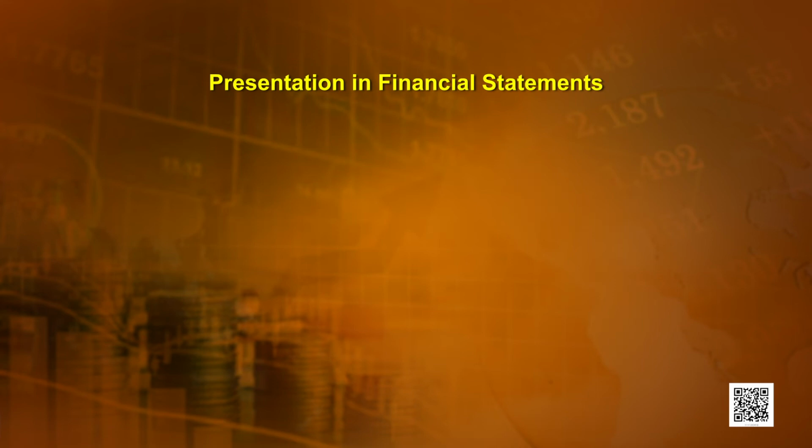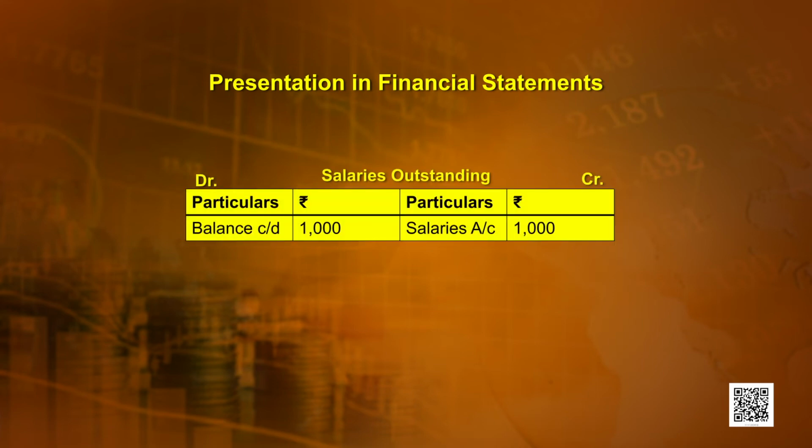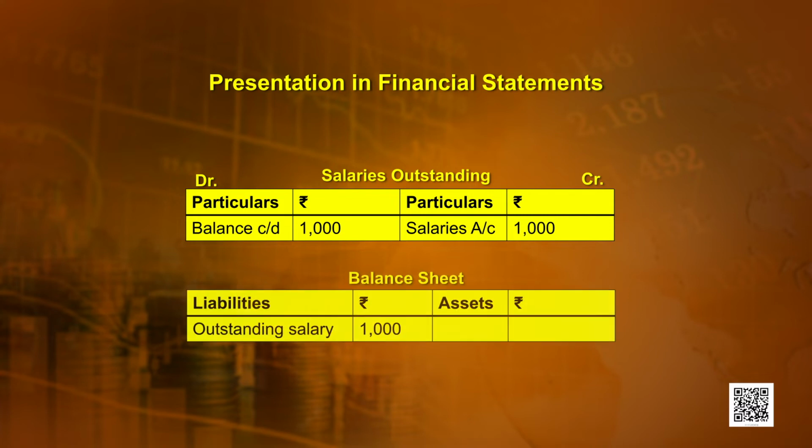In salaries outstanding account, credit side, salaries account appears, rupees 1,000. It is carried forward as it is a representative personal account and represents a liability. Under balance sheet, salaries outstanding will be shown on the liability side as a part of current liabilities.